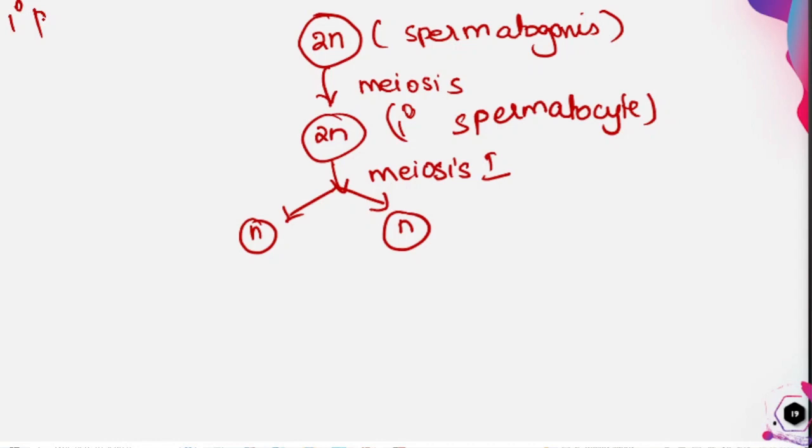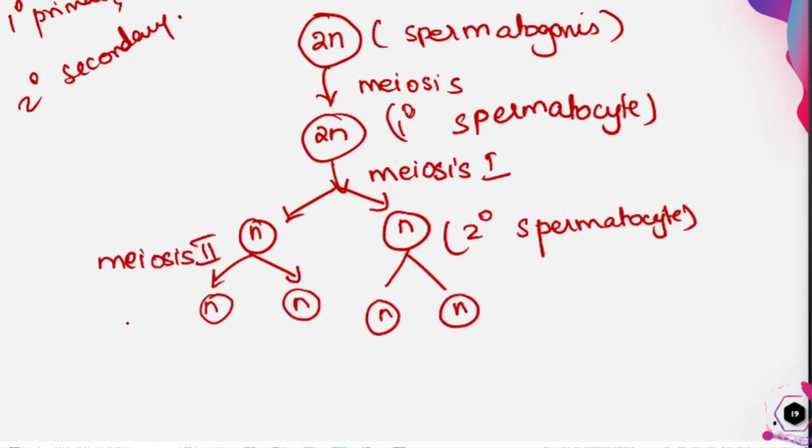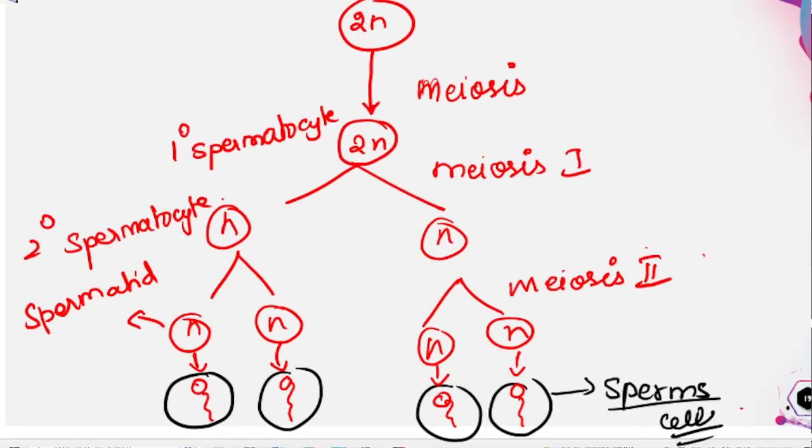Next, this N and N is dividing, and this division is called the secondary spermatocyte. Now this N is further divided into N and N again. Here meiosis 2 is taking place, and these N and N are called spermatids. Clear? Each N will be developed into a new sperm.